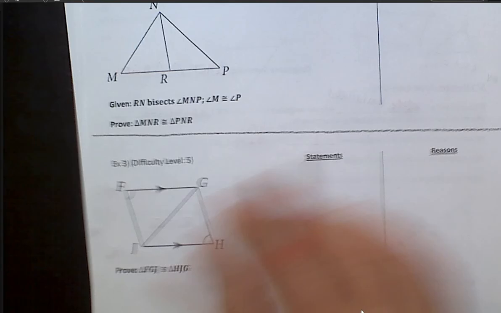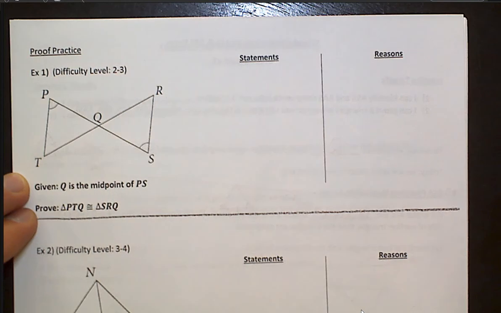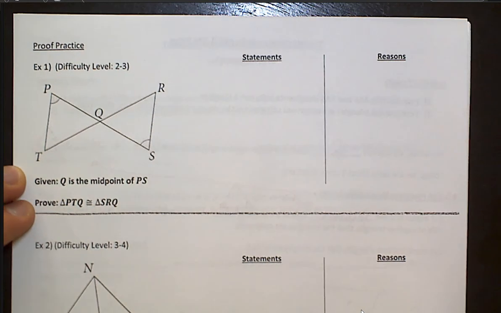All right. So on the back here is getting into the proofs. And so this is where we're going to spend a majority of our time. These are our two-column proofs. So here we go.